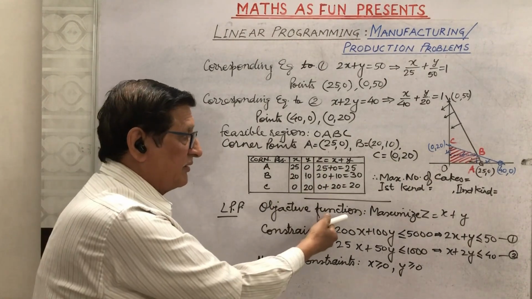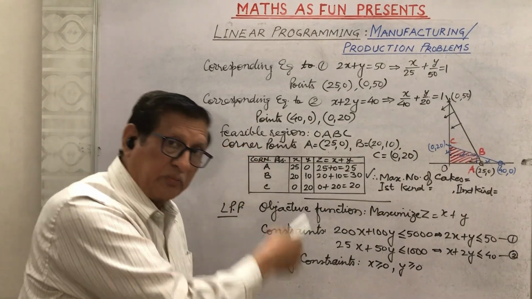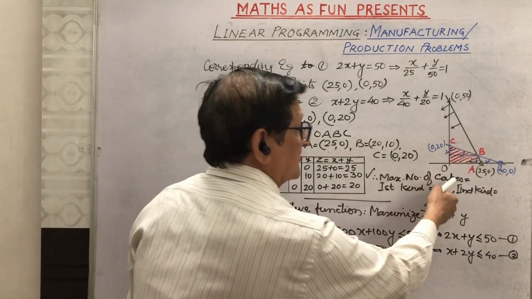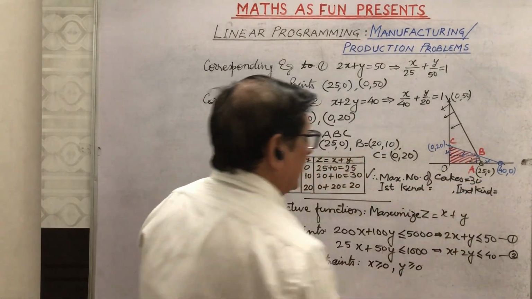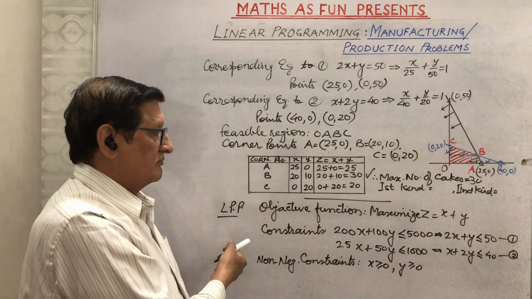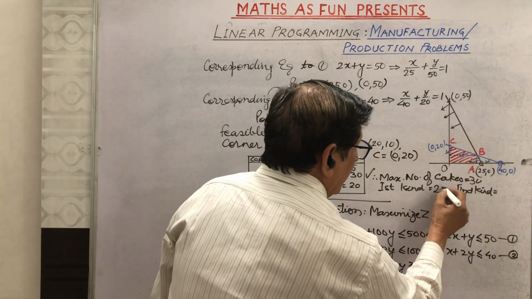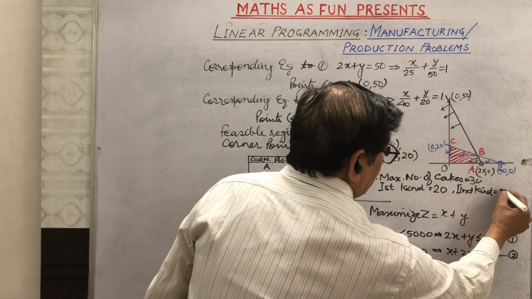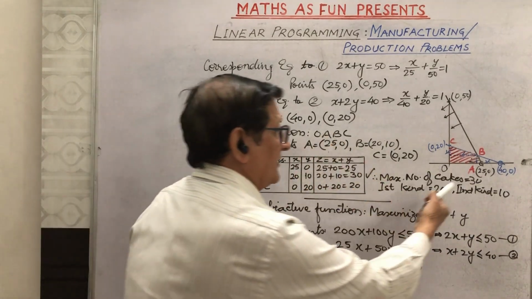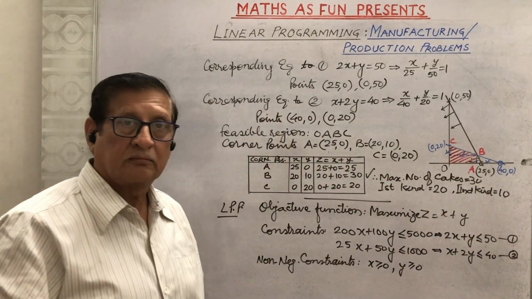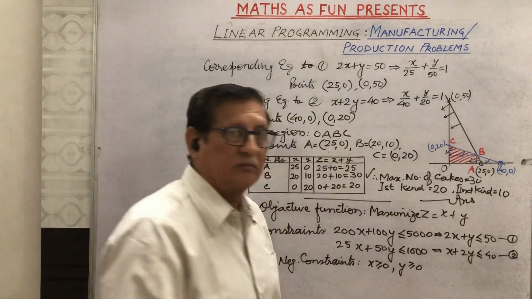So what is the maximum number? Maximum value is 30. It means the maximum number of cakes which we have to produce is 30. In that the first kind is 20 and the second kind is 10 because x is 20 and y is 10. This is the way we can find the solution of this type of problem.